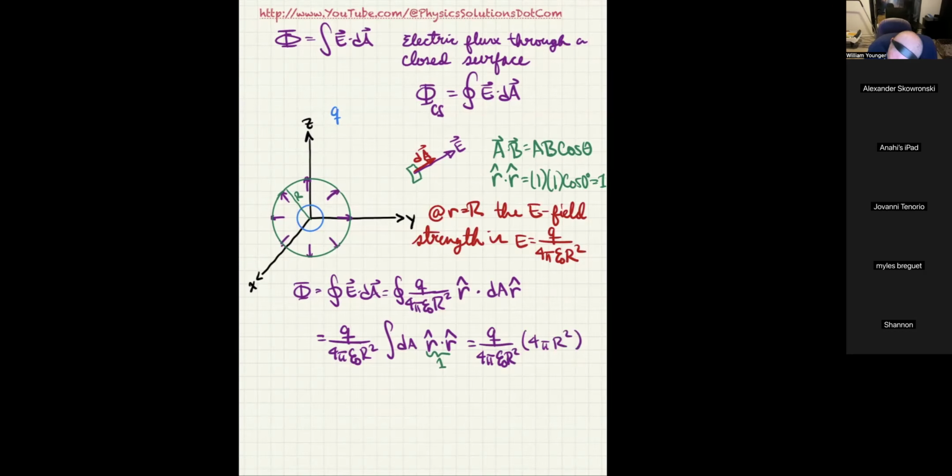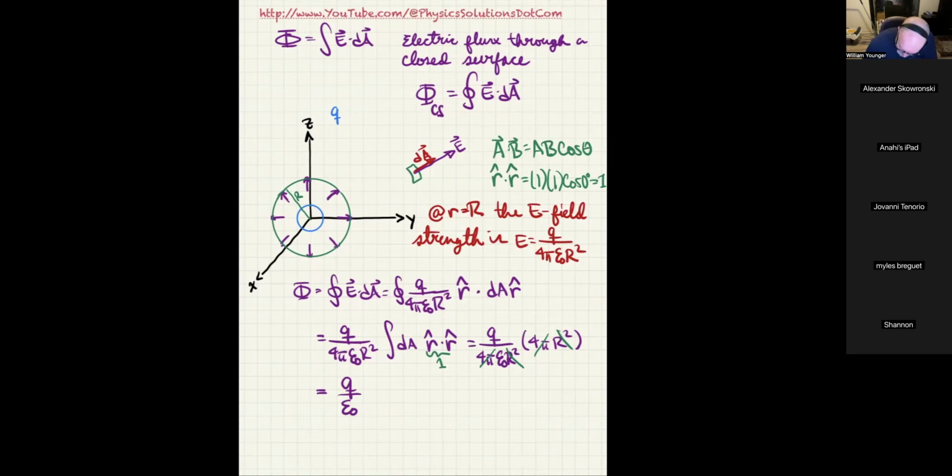So now you can see that the 4 pi cancels out with the 4 pi, and the R squared cancels out with the R squared. And lo and behold, just like I told you, we got the electric flux is equal to Q over epsilon naught. And lo and behold, Q is exactly the charge we had inside of it. So there's a pseudo derivation, if you will, of Gauss's law.